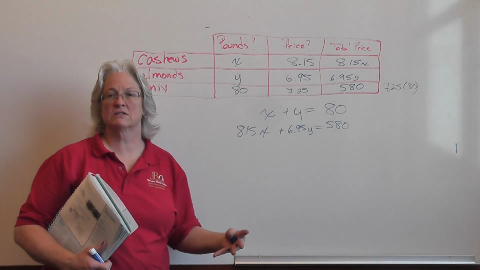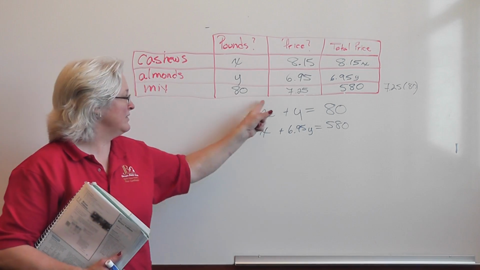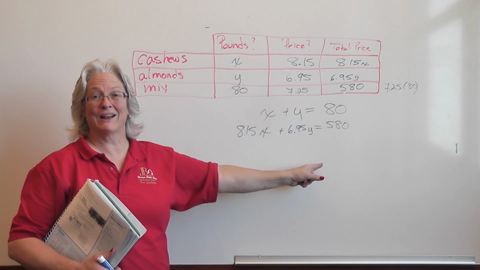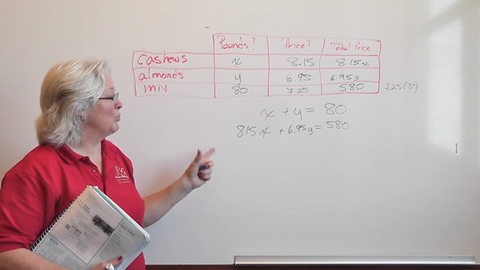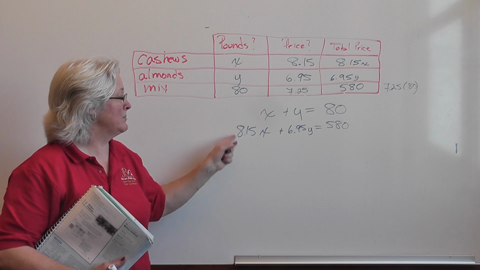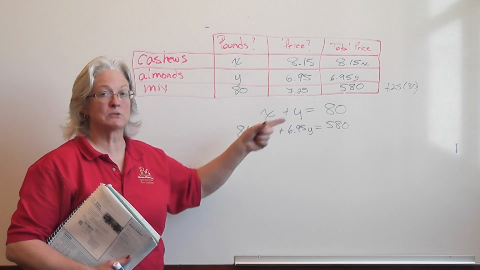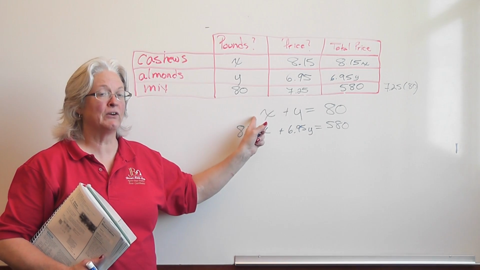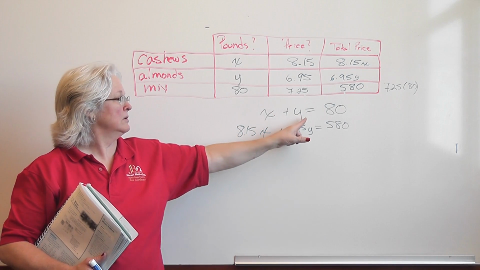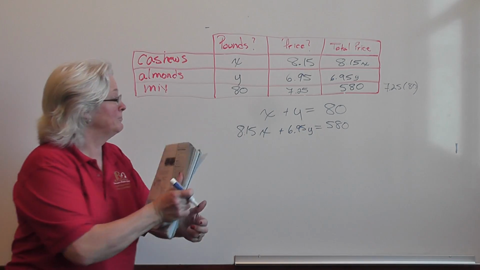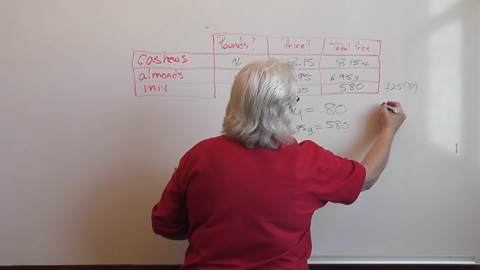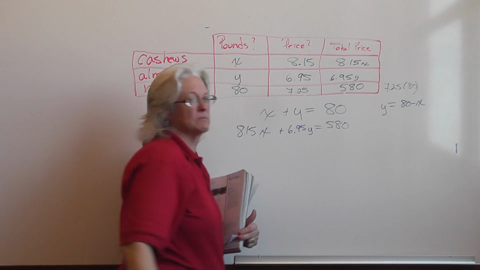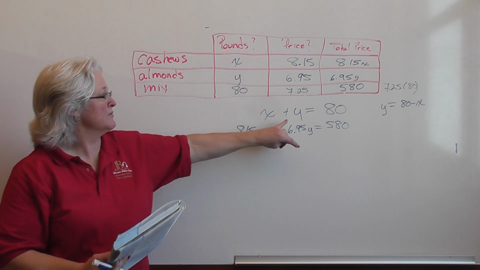Now we want to look at this and say, well, what do I want to do? Do I want to add these 2 equations together? What variable here can I cancel out? Well, you have weird multiplication here. Who wants to multiply by 8.15 or by 6.95? But this equation right here lends itself very nicely to just solving for y. You have that y is equal to 80 minus x when you solve this equation for y.